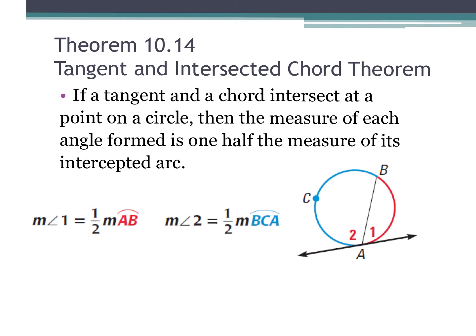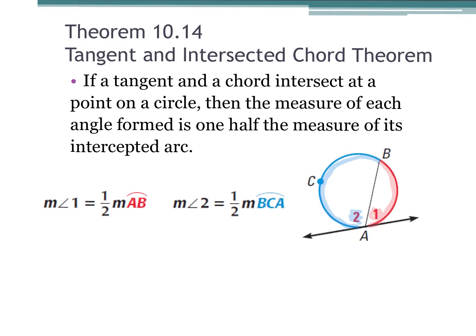What this one states is that if a tangent and a chord intersect at a point on a circle, then the measure of each angle formed is 1/2 the measure of its intercepted arc. So for example, the intercepted arc for angle 2 is this arc that's highlighted in blue. Then the intercepted arc for angle 1 would be the red. So let's add some numbers to this slide just so we can see how it works.